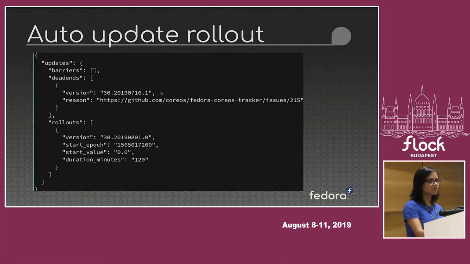For example, recently when we did the release of Fedora CoreOS, this particular version, which was 30.2019.7.16.1, had some issues related to RPM OSTree, because of which we were not able to auto update. So we kept it in the dead end section here. And this is the most interesting thing, rollout. There is a rollout period defined in which all the nodes available on the internet will receive the updates. So we define here a version number, which is the latest version we are going to release, so that the system should be updated to that particular version.